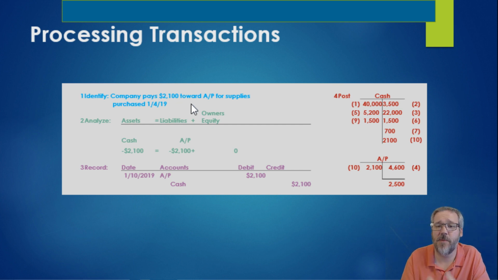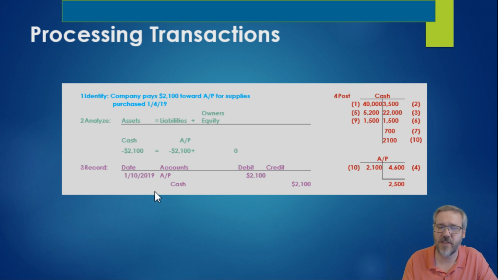Under Identify, company pays $2,100 toward the payable for the supplies that were purchased on the 4th. I purchased $4,600 worth of supplies. I owe $4,600 to this company. I'm going to pay them $2,100. So again, when I analyze my transaction, I can see that I've got cash decreasing of $2,100 equals liabilities, accounts payable, decrease by $2,100. Both sides of the equal sign balance. Both are a negative $2,100.